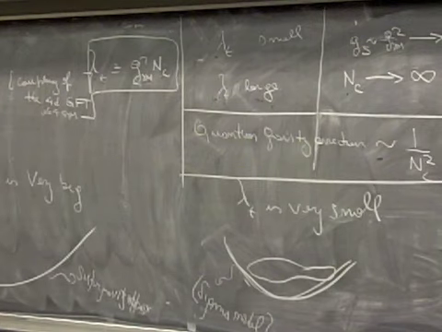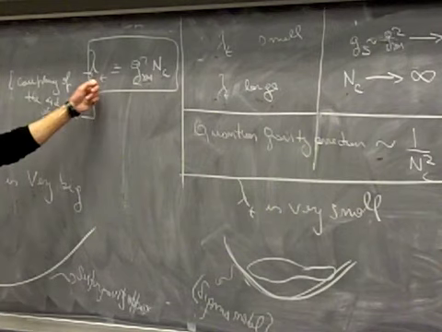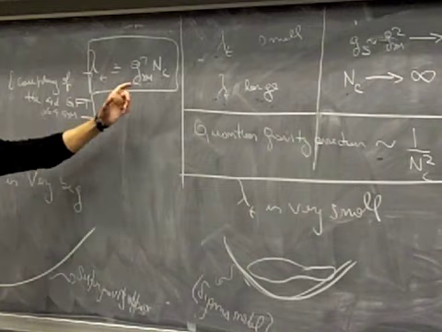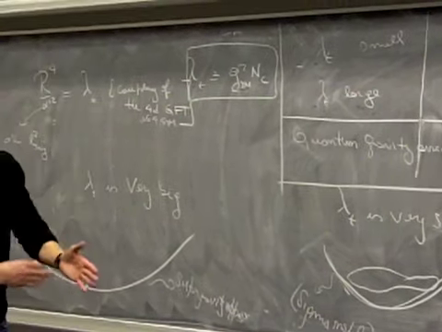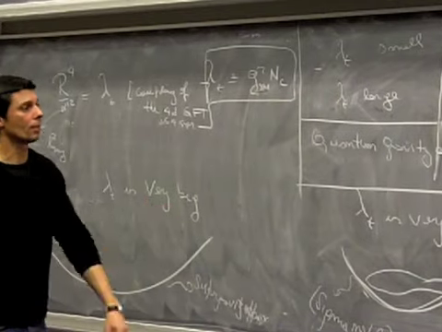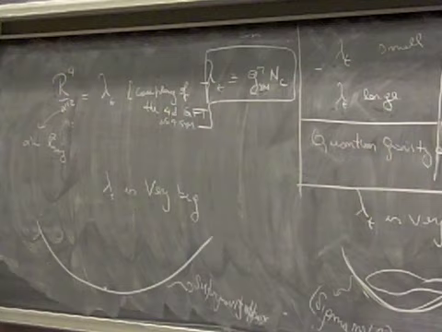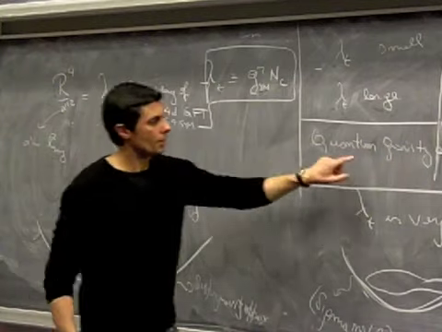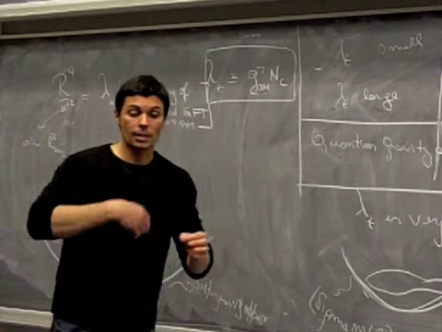You may be more pushy or more ambitious, and you may want to work in the case in which this is not very large, in which case you will have to work with what people call the sigma model for the string theory on AdS5 cross S5. So you will be able to ignore these kinds of corrections. You will not be able to ignore the fact that the string is an extended object.